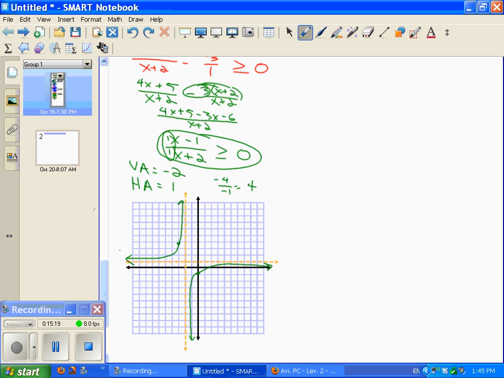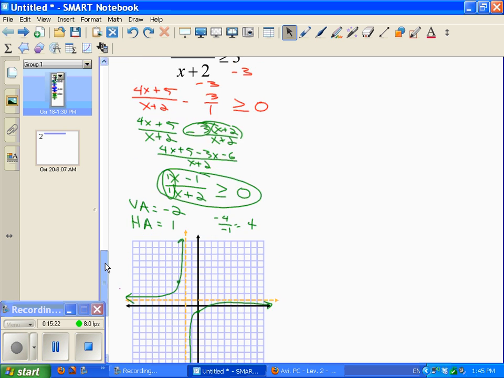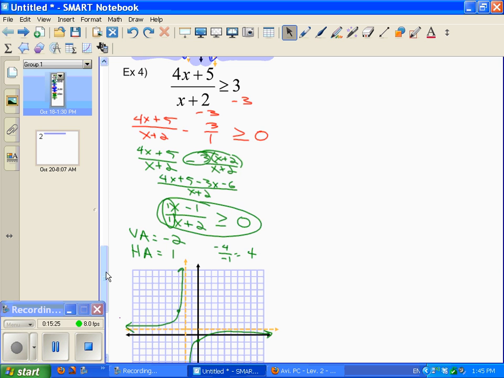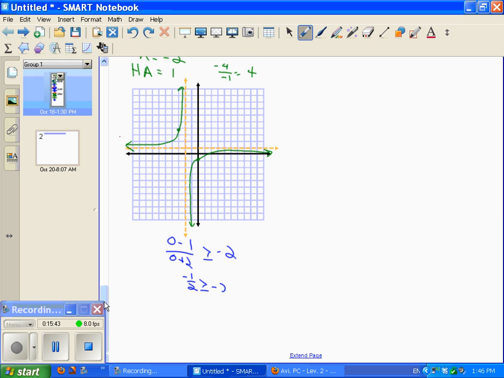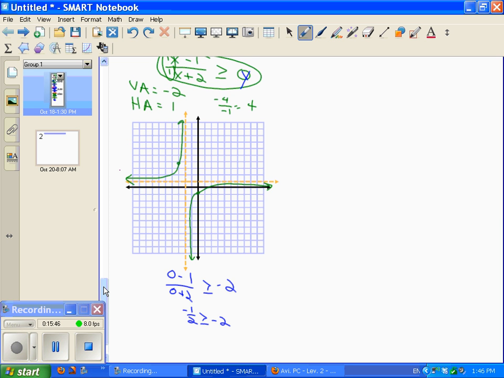Now I have to decide where I'm going to shade. Let's choose 0, negative 2. Definitely below my graph. If I plug 0, negative 2 into this, I get 0 minus 1 over 0 plus 2 is greater than or equal to y, so this would be negative 2. Is negative 1/2 greater than or equal to negative 2? Yes, it actually is, because this one is less negative than that one. So I'm shading below here. I'm going to have to shade below this line, and below this line.